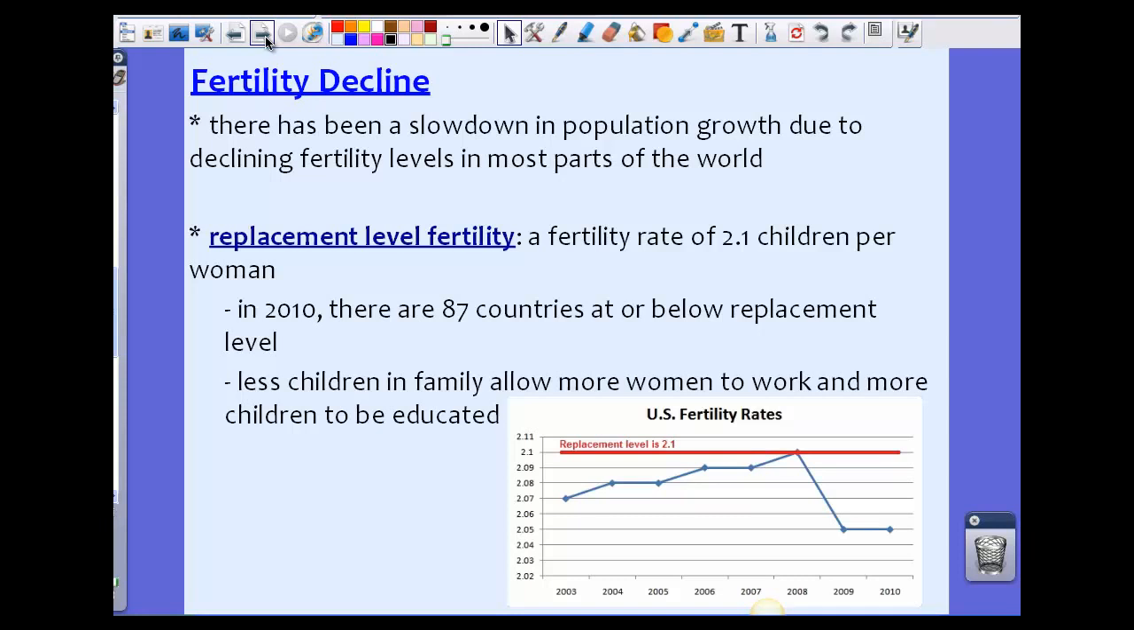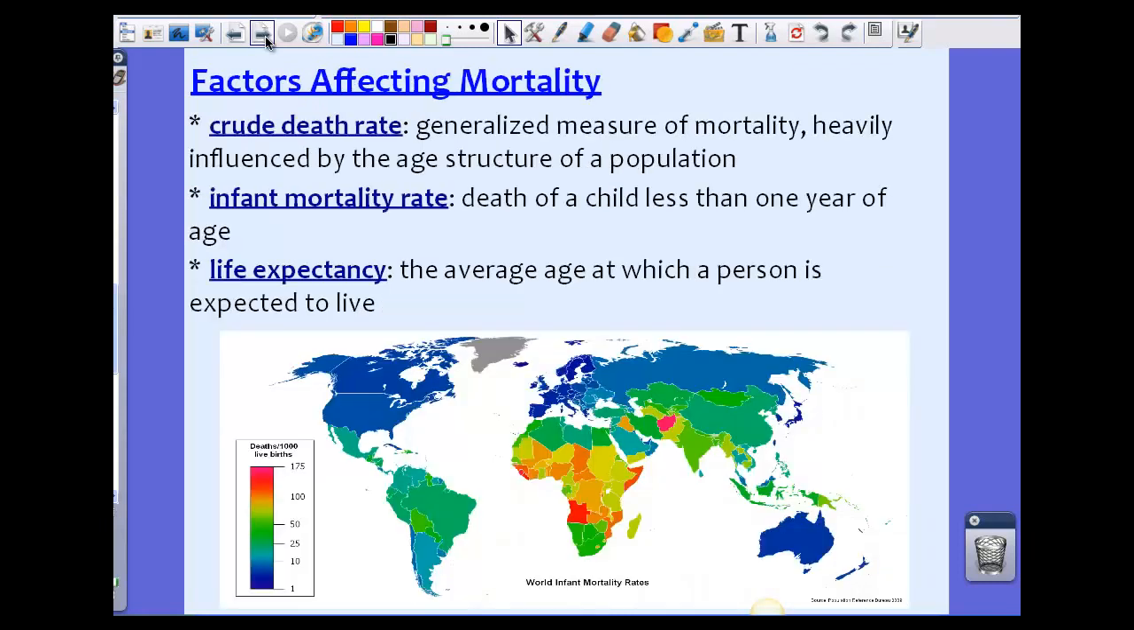Fewer children in a family do allow women to work and more children to be educated. In the United States, we have a higher number of women working and a higher number of children educated than we might in an area like Africa, where there are more women out of work because typically they do not work, and more children are not educated, or they might be educated only to a certain age.